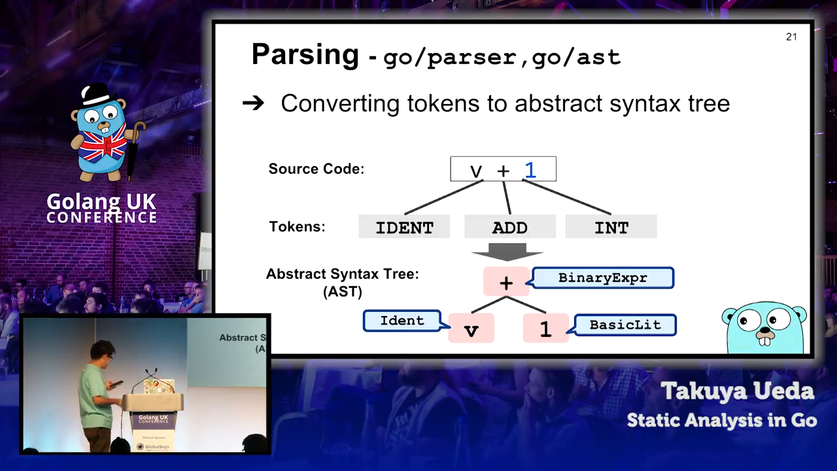The AST has three nodes, and the root node is BinaryExpr, which corresponds to the binary operation of addition. A BinaryExpr node has an operator and two child nodes, which correspond to the operands of the binary operation. The operator here is the add operator, and the two operands are v and 1. The first operand is an Ident node, which corresponds to the variable v. The second operand is BasicLit, corresponding to the integer literal 1.